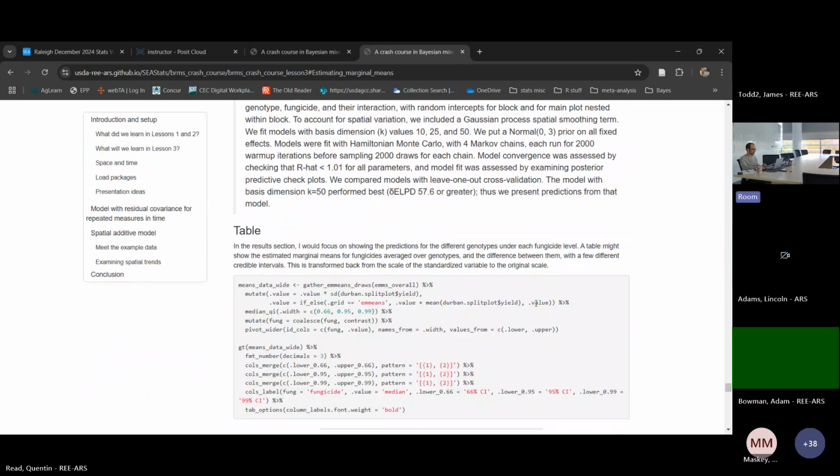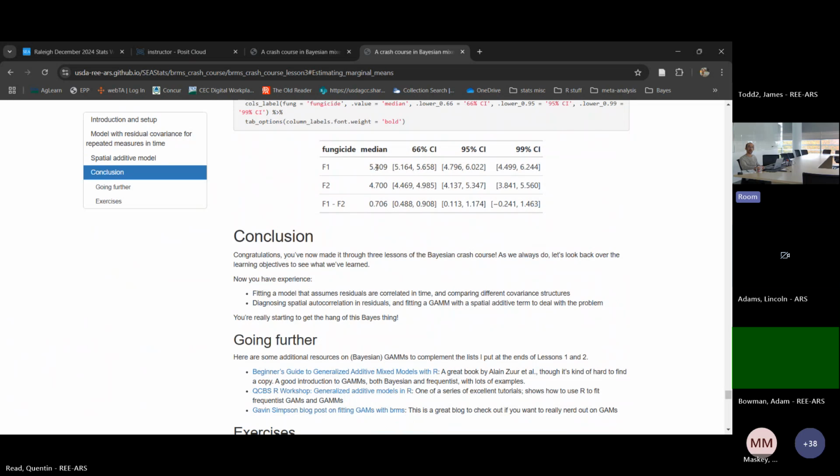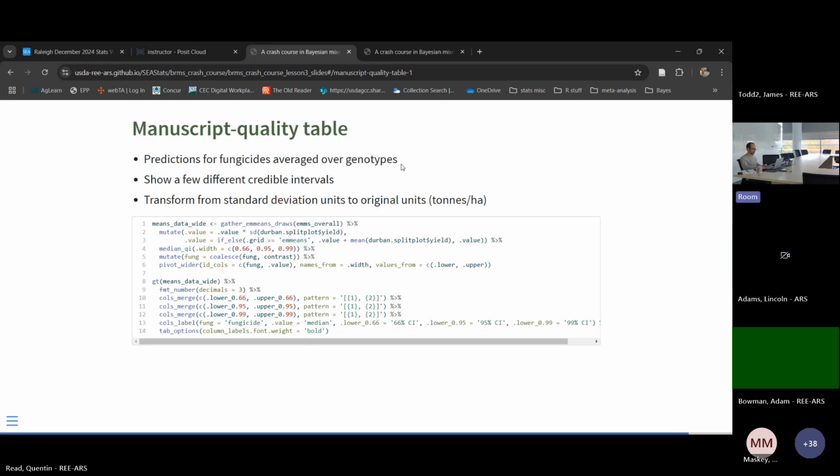What does that look like? Yeah, so this is the kind of thing you might show. I've transformed it back into tons per hectare, where previously we got it in standard deviation units. Here's the posterior median estimate for fungicide 1 versus fungicide 2, and the difference between them with different credible intervals. And again, you could put a Bayesian style p-value on that if you really wanted to, although this is pretty much adequate, I think, to present. Okay.